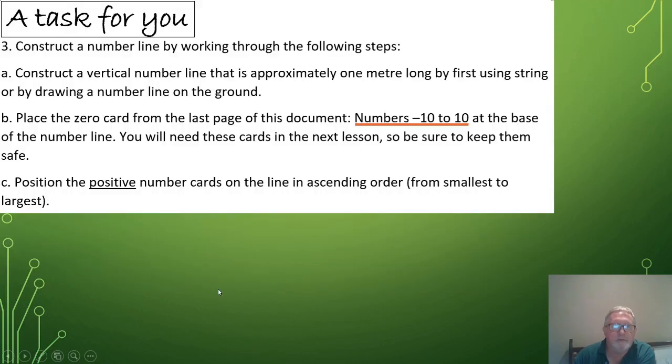All right, let's have a look-see. Okay, so we're going to construct a number line, and we're actually going to make a fairly large number line, and you can do that by following the number of steps that we've got here. So I want you to construct a vertical number line.